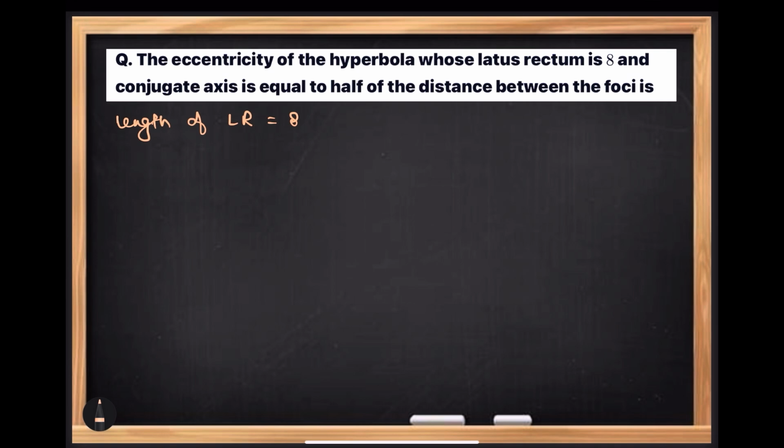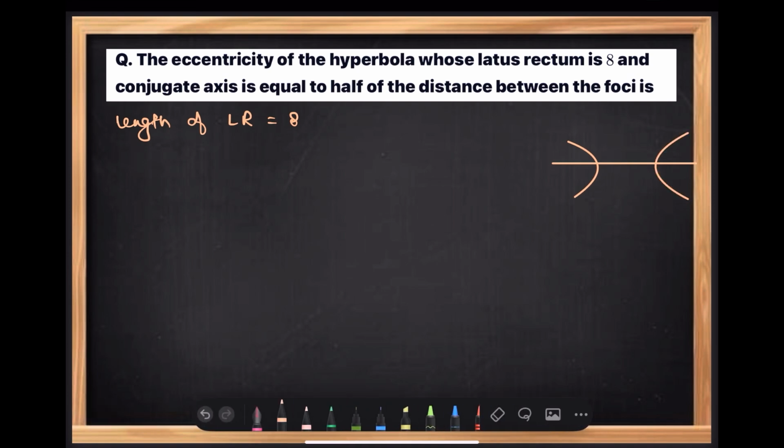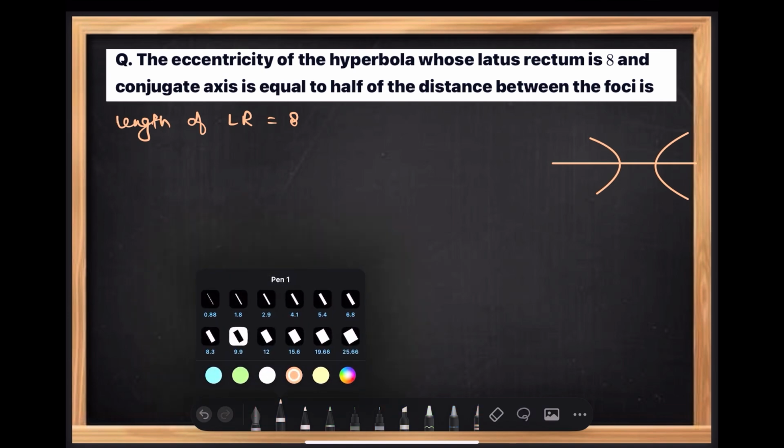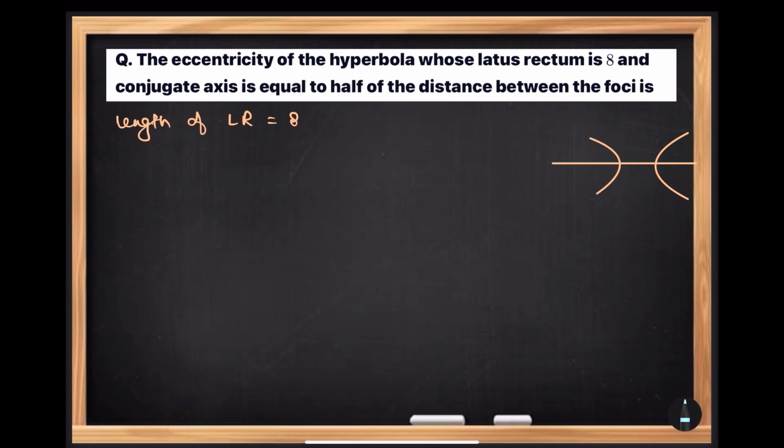Suppose that in this question they did not mention the hyperbola, so what I'll do, I'll assume the hyperbola to be horizontal. Okay, so suppose we got this situation. Now look at this. So they are saying that the length of latus rectum is 8.